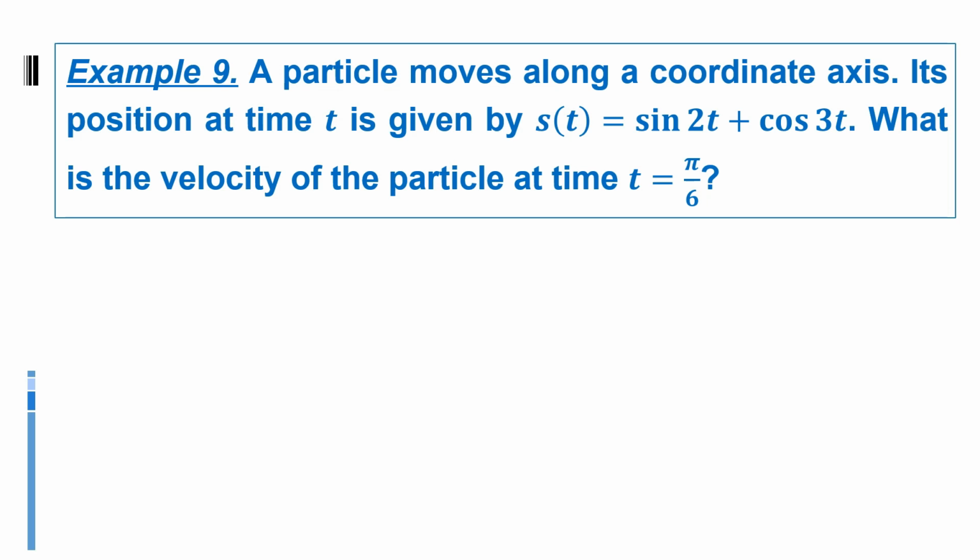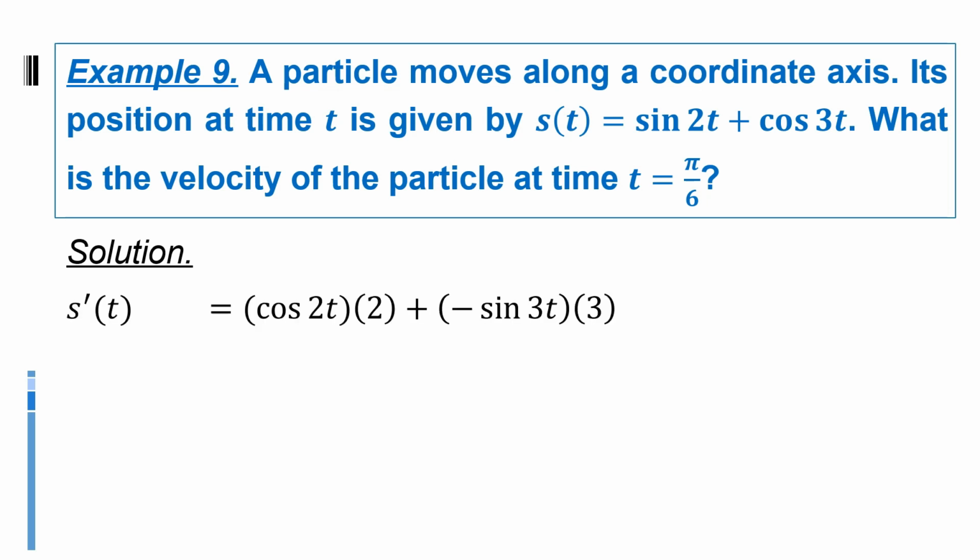A particle moves along a coordinate axis. Its position at time t is given by s of t equals sine 2t plus cosine 3t. What is the velocity of the particle at time t equals pi over 6? Note that if we differentiate s of t, whatever result we get is actually the velocity of the particle. So to answer this, we have to find s prime of t.